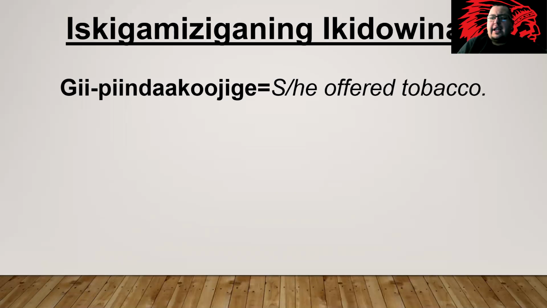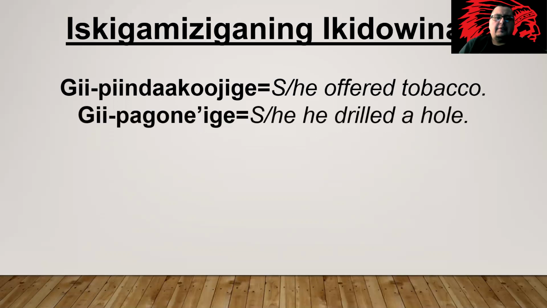When you use a tense marker such as gi, that first letter is going to switch on your verb. So it's going to go from bin da kujige to gi pin da kujige. She offered tobacco. Okay, she already did it. Remember bagane? Even using a past tense or future tense marker, you can change that first consonant to a P instead of a B. Gi pagane ige. Sure, he drilled a hole.